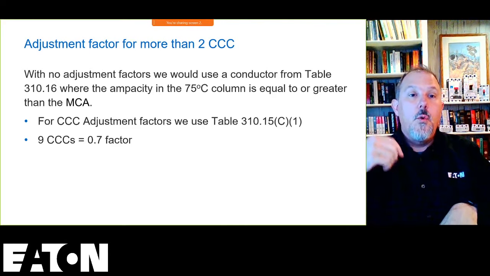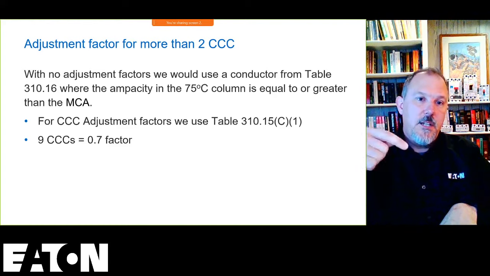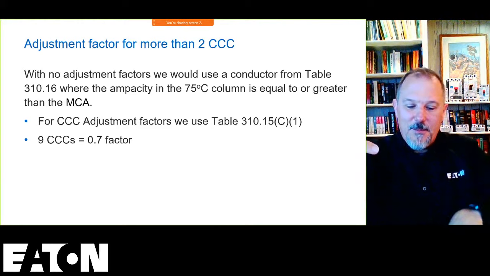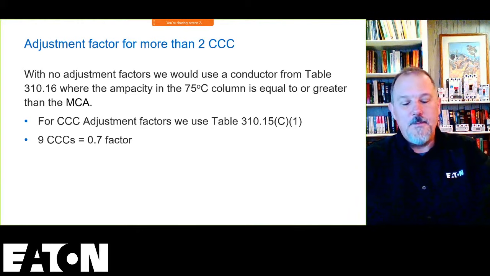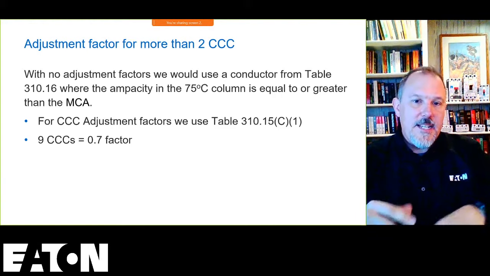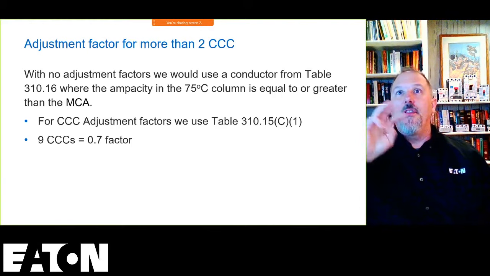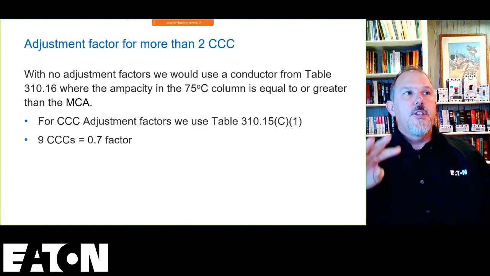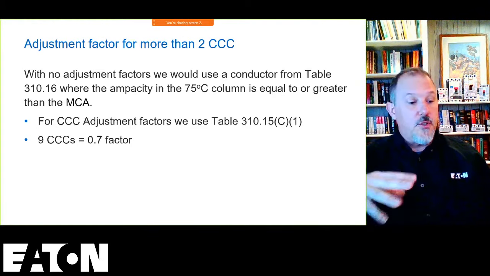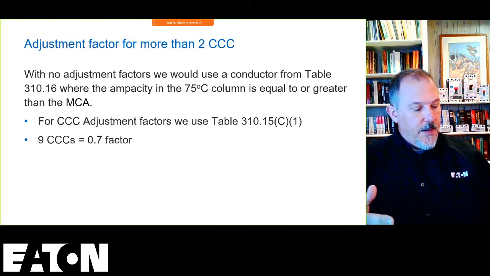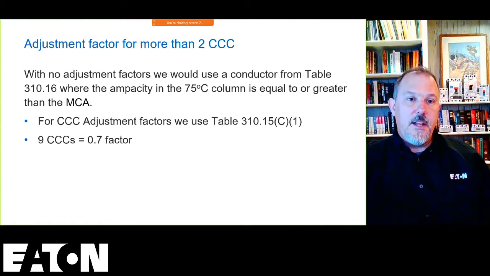For my continuous current carrying, more than three current carrying conductors in a raceway, I'm going to go to 310.15(C)(1), and I know I have three HVAC units. So I have three conductors per unit. So I've got nine conductors in a raceway, right? So if I look at table 310.15(C)(1), I know that I'm going to be at a 70 percent factor for nine current carrying conductors in that.